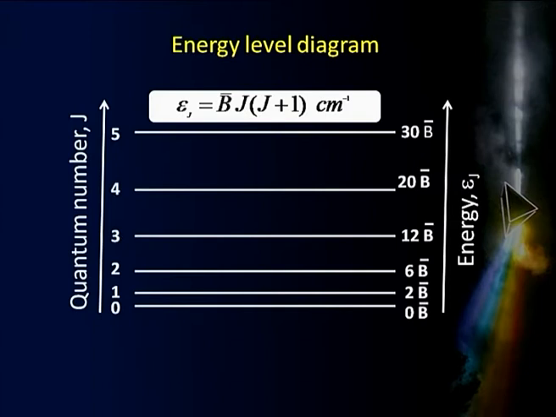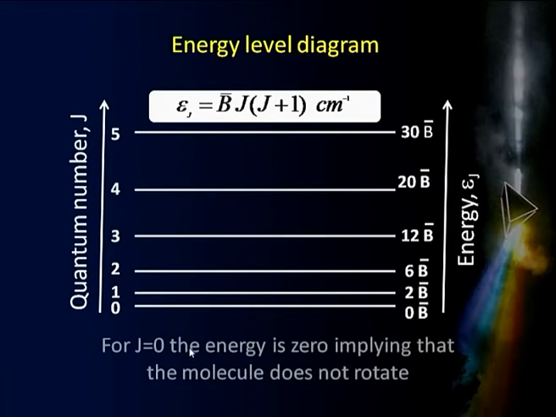Now, what you see is if you just try to analyze this expression, we find that at the first level, of course, when J is equal to 0, energy is 0, which implies that the molecule does not rotate, that is fine. Now, when I come to J is equal to 1, the energy happens to be 2B bar, and if I go further, it is 6, then 12, 20. What you find is, as J increases, the energy levels are getting farther and farther. That is one interesting observation we have about it. We will talk more about it as we proceed further.